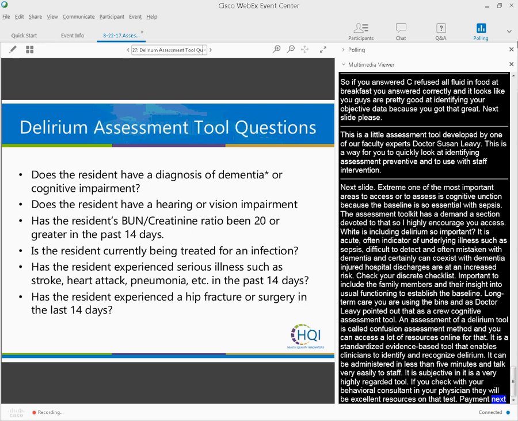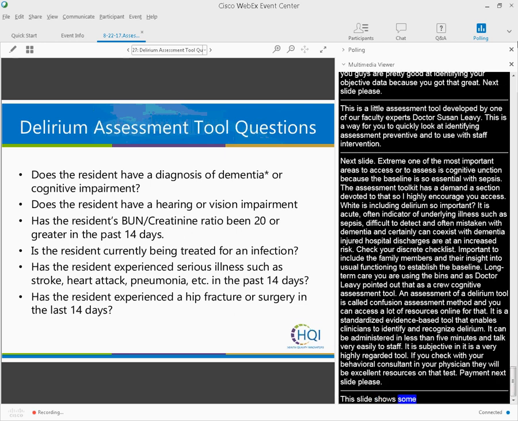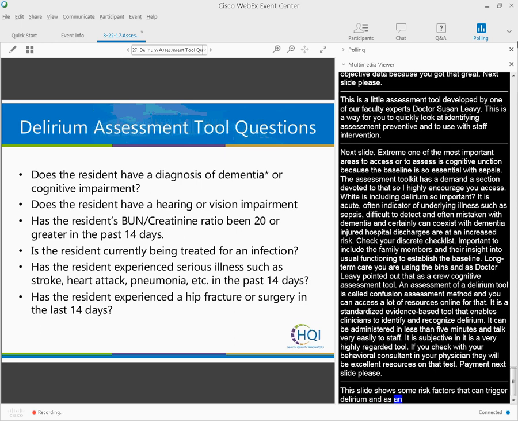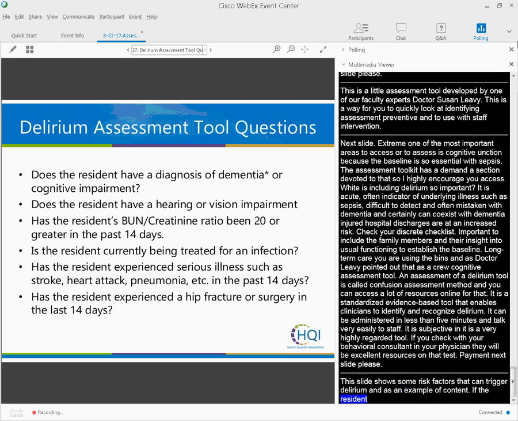So this slide shows some risk factors that can trigger delirium and is an example of content for you to include in your screening tool. If the resident triggers upon admission for any of these, then a daily assessment should be implemented. Next slide, please.